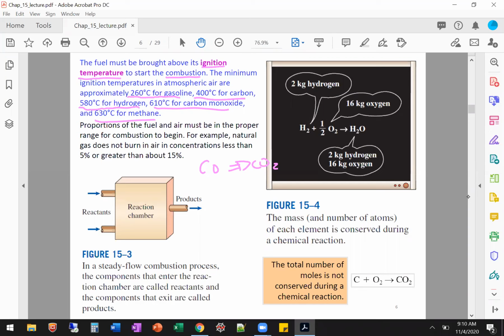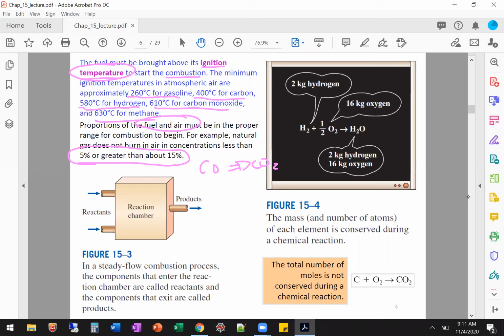The other thing is that's just the temperature part of it. There's an amount of fuel and air that's required for combustion, and that depends upon the fuel again. Here it's showing natural gas does not burn in air in concentrations less than 5% or greater than 15%. So you need the right proportions of air and fuel for it to even burn. If there's too much air, you won't sustain a flame. If you have too much fuel, you won't sustain a flame and combust.